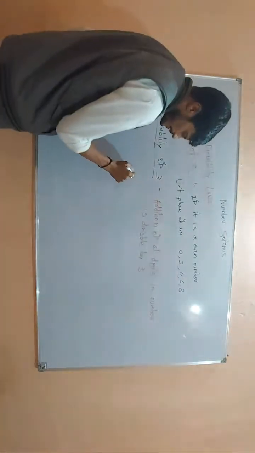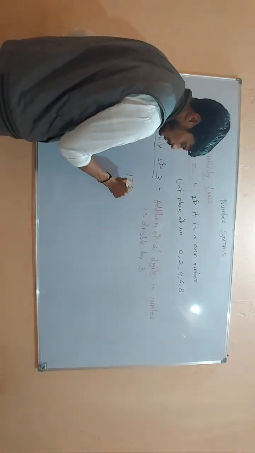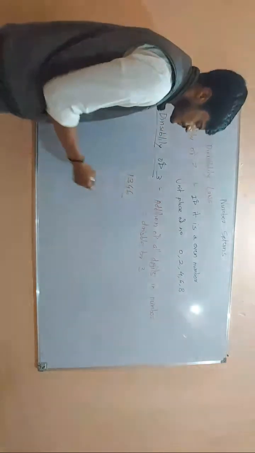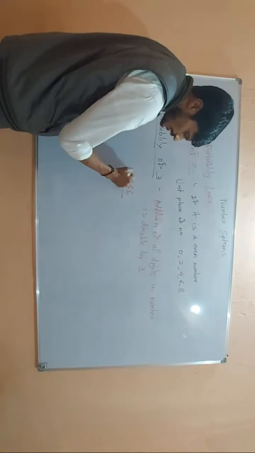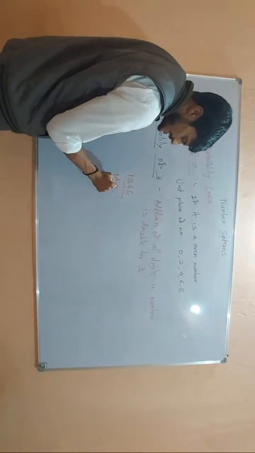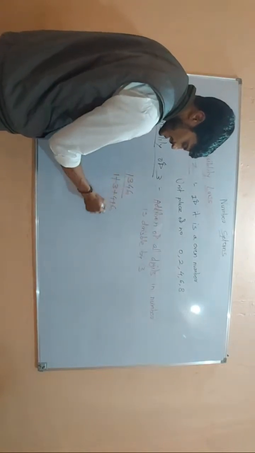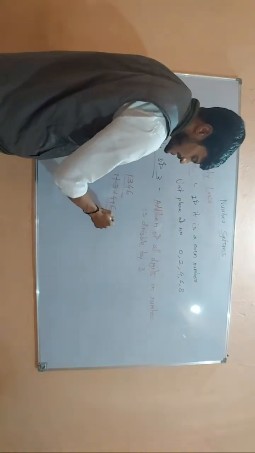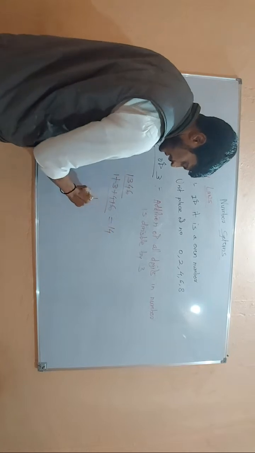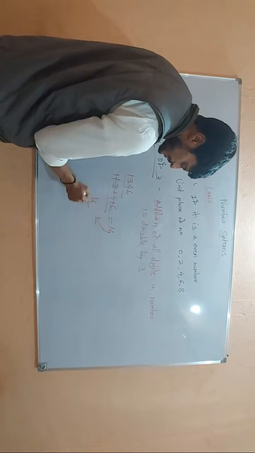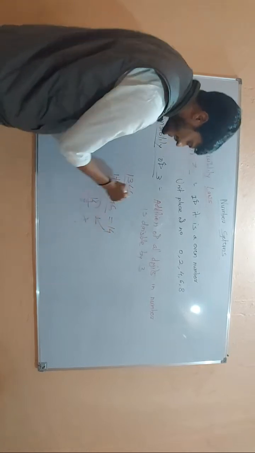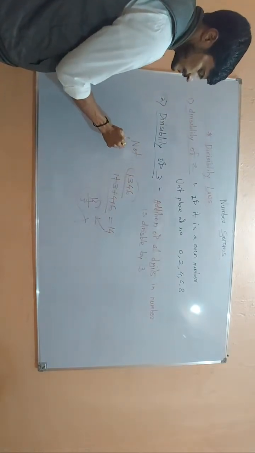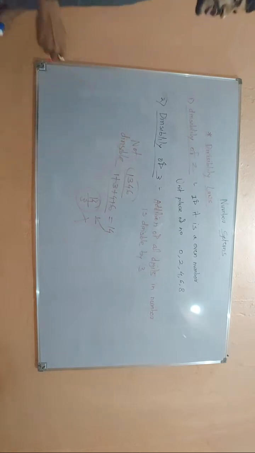Let us see one example. 1, 3, 4, 6. You have to check whether this number is divisible by 3 or not. So simply you have to take the addition of all the digits. So 1 plus 3 plus 4 plus 6. What is the summation here? 1 plus 3, 4, 4 plus 4, 8, 8 plus 6, that is 14. Is this 14 divisible by 3? No. Hence this number is not divisible.